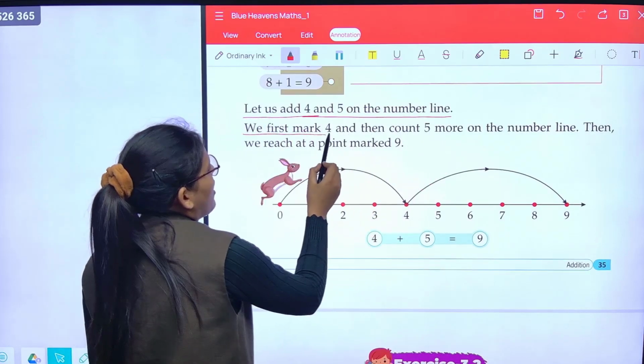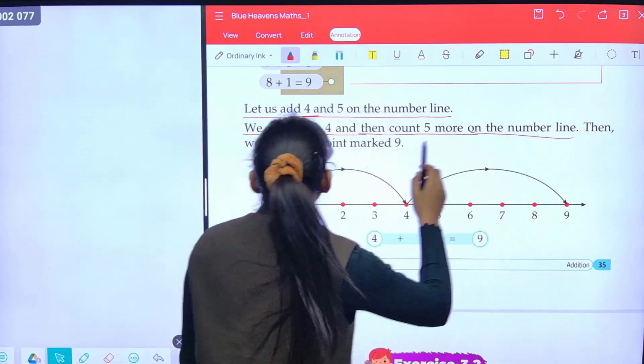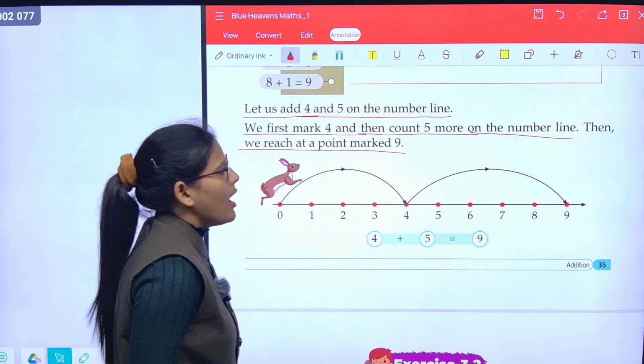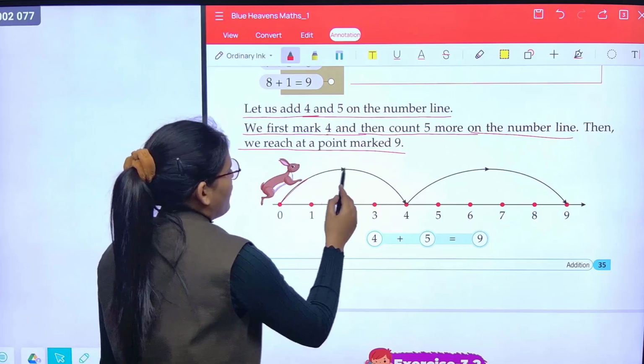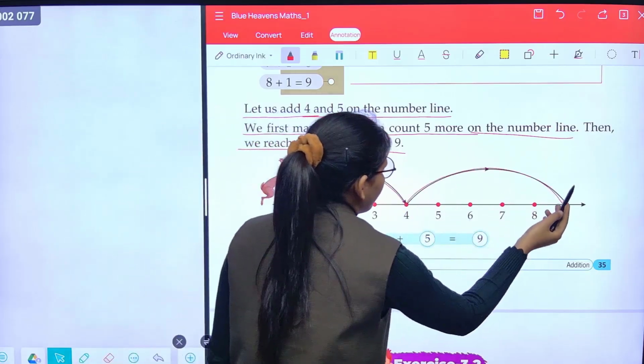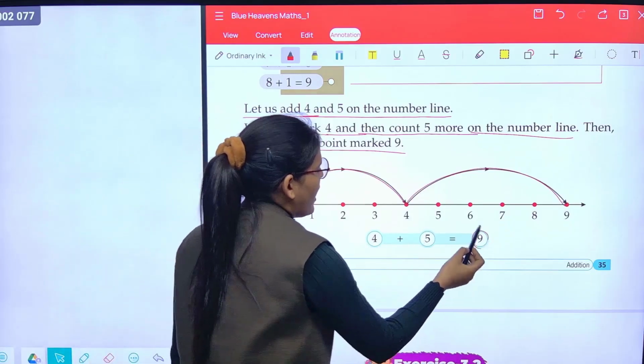Now let us add 4 and 5 on the number line. Now we first mark 4 and then count 5 more on the number line. Then we reach the point marked 9. Now class, see. So 4 and then 9. Okay. So 4 plus 5, 9.